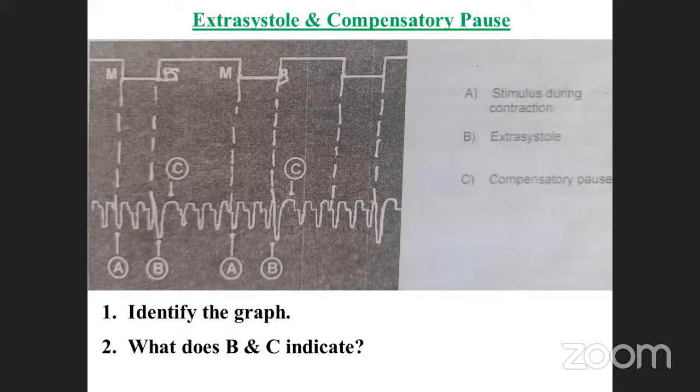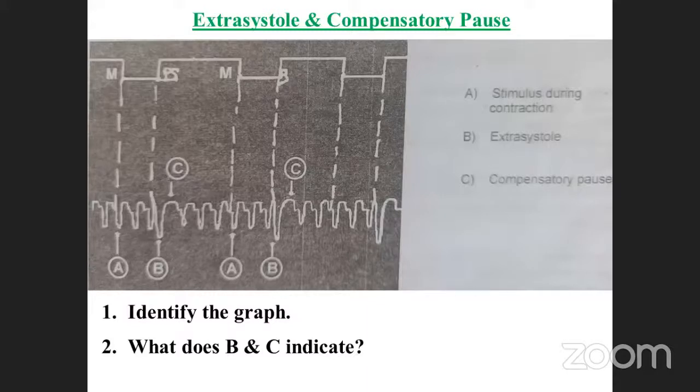What is the title of the graph? How will you identify this graph? It's a graph of the extrasystole and compensatory pause in a cardiac muscle, which shows the long refractory period. You should know the basic property, that is a long refractory period. We are studying with the help of this, that is extrasystole and compensatory pause. We have studied this practically, first the extrasystole and compensatory pause, and then we will discuss the rest after this.